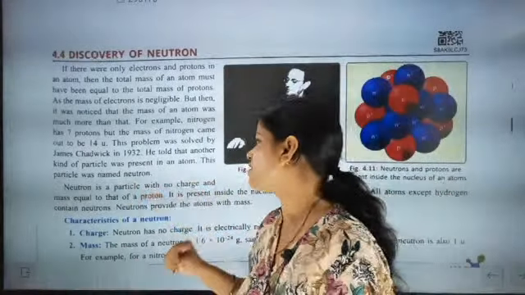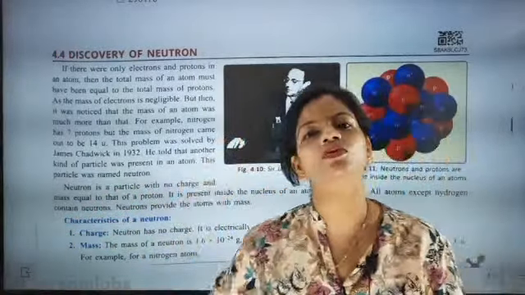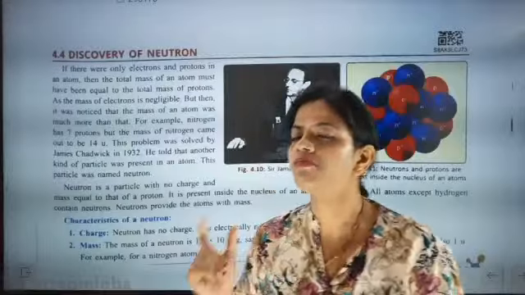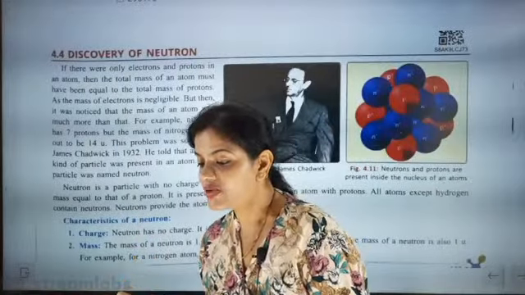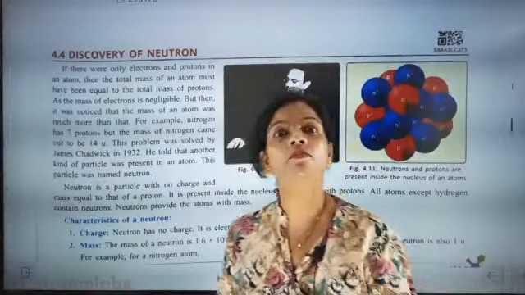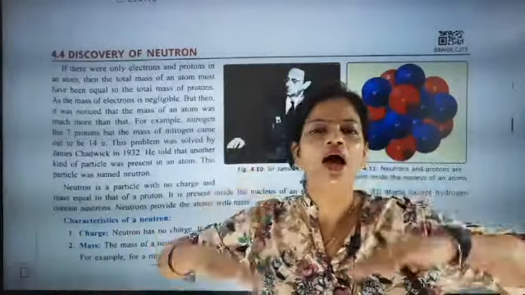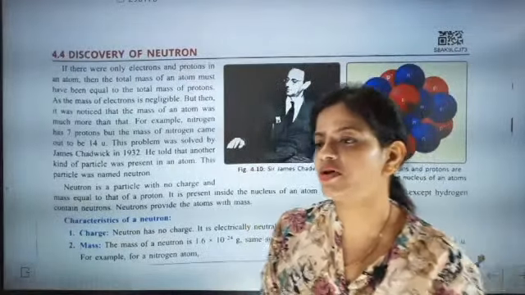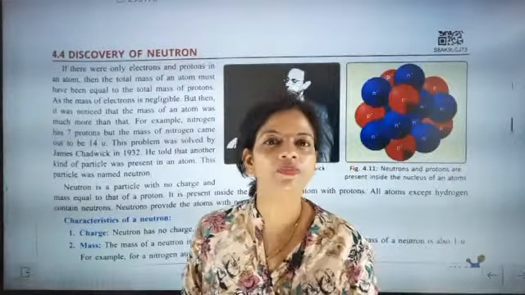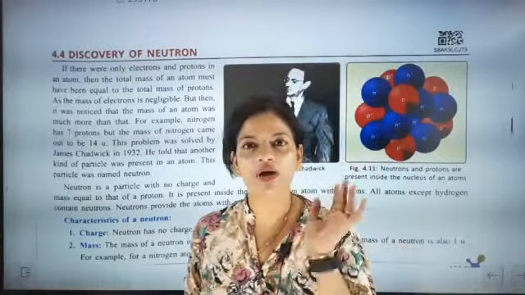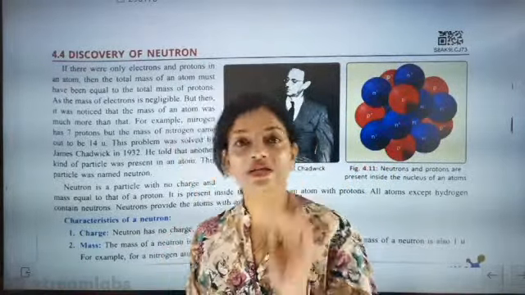Neutron is a particle with no charge and mass equal to that of a proton. So we came to know that the mass of proton and the mass of neutron are the same, not different. James Chadwick, absolutely correct. So 1.6 into 10 to the power minus 27 kg is the mass of proton, and 1.6 into 10 to the power minus 27 kg is the mass of neutron also. Neutron and proton mass is the same.